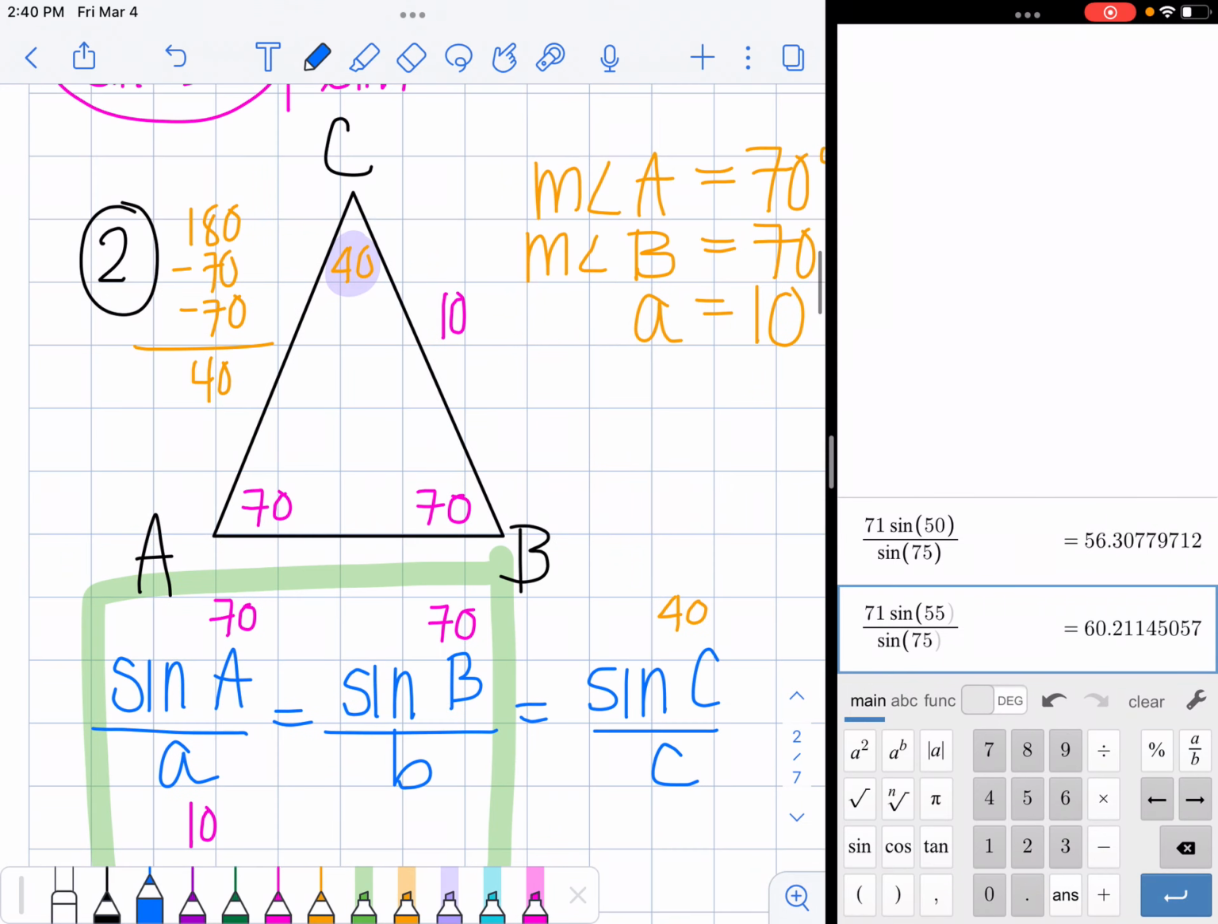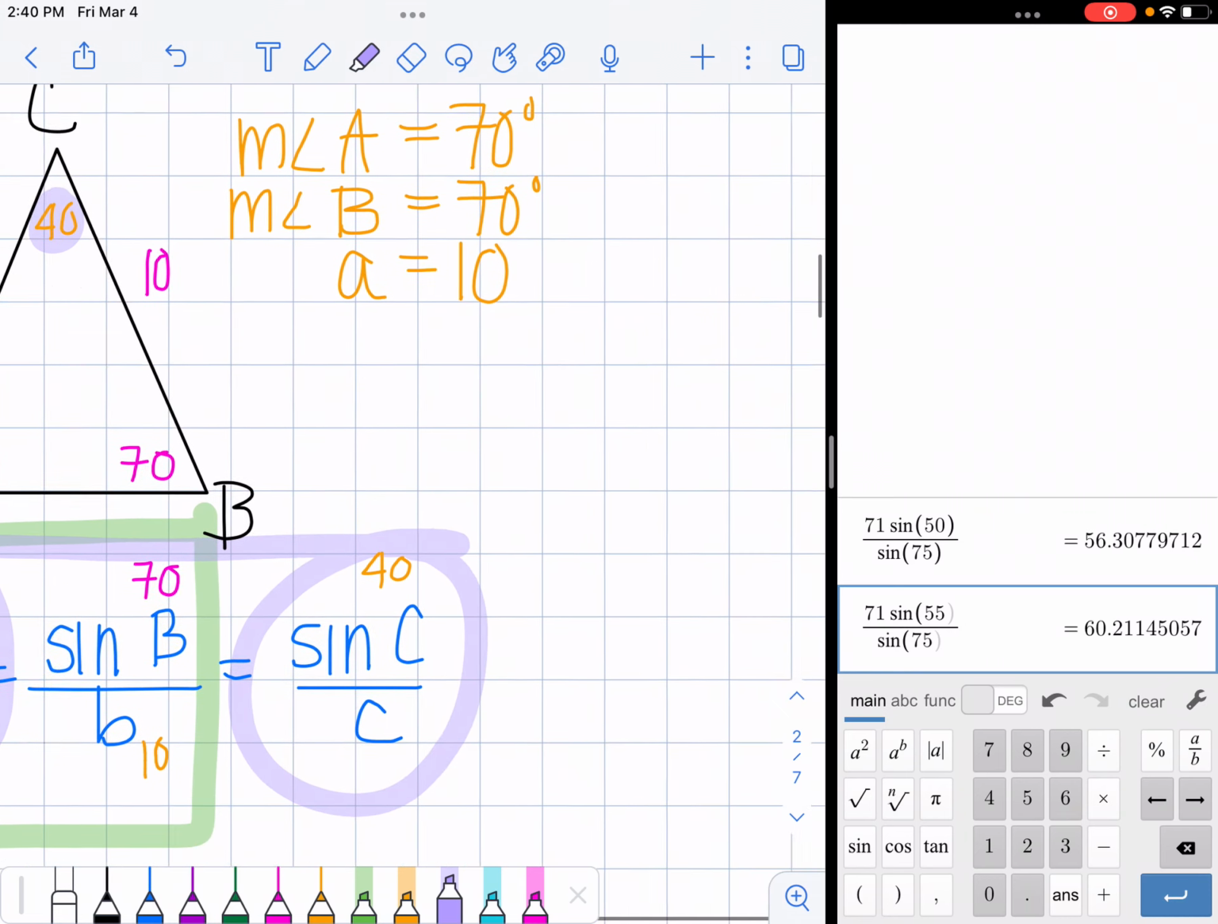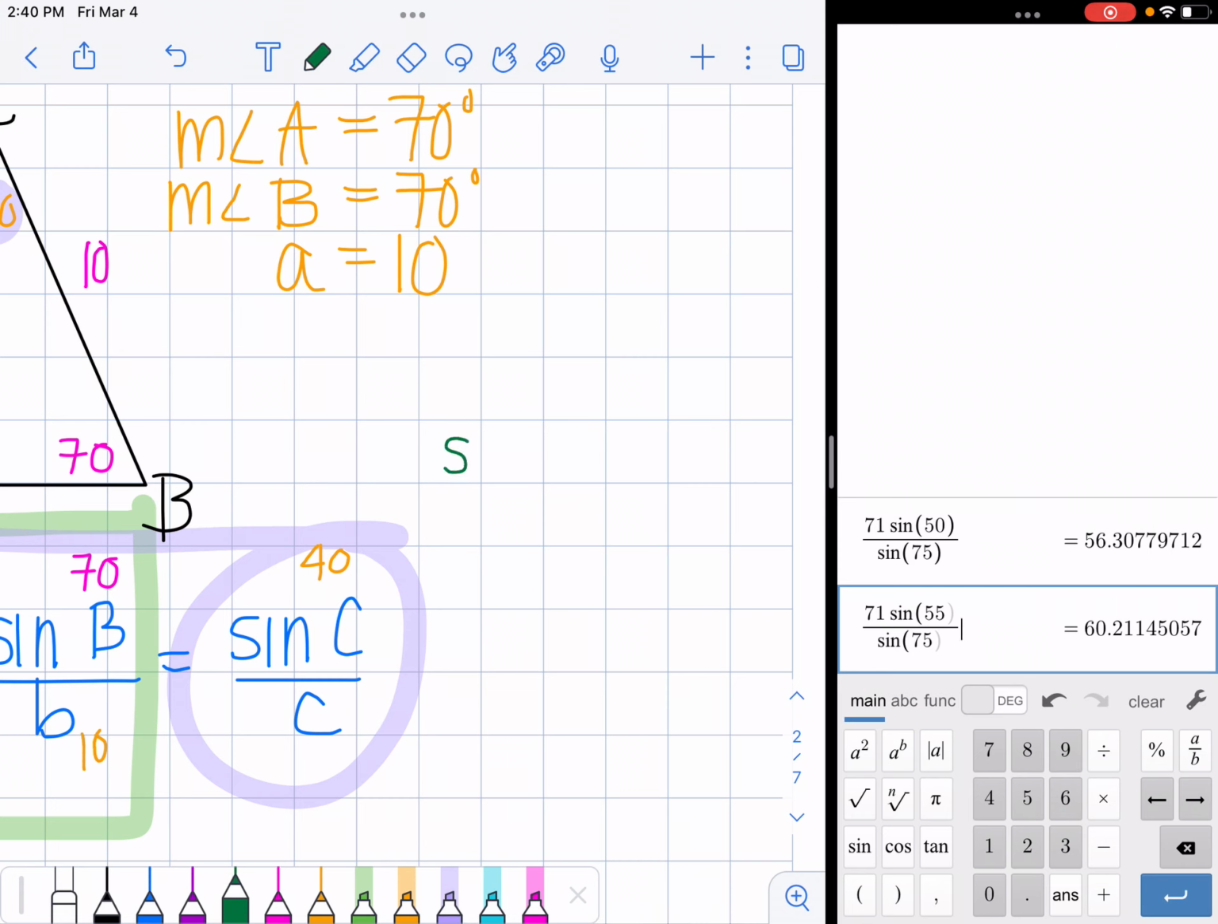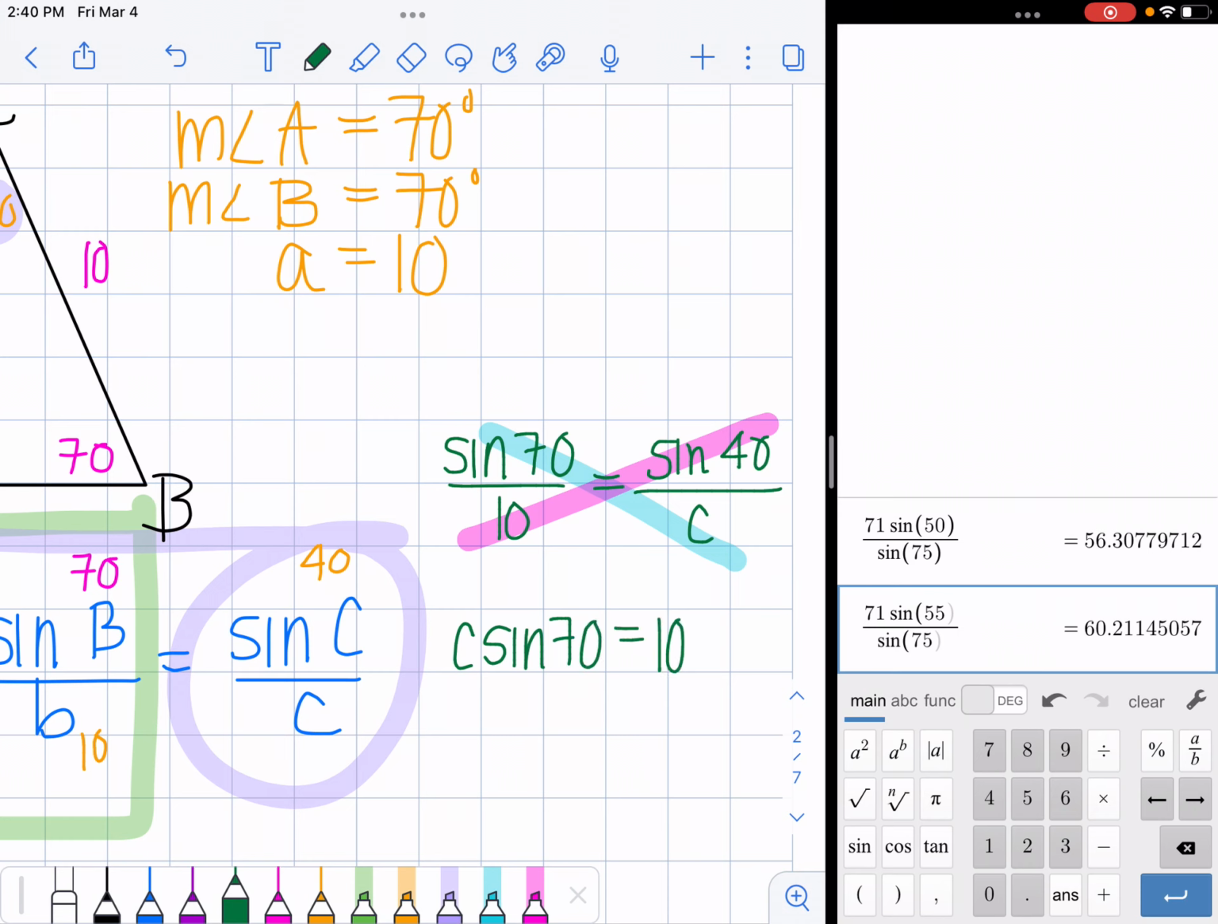Which makes sense. This side should also be 10 because my angles on the bottom are the same. So this is going to be a 10 here. And now we're going to use this and this to find my side little c. So I'm going to come over here. We'll say that the sine of 70 over 10 is equal to the sine of 40 over c. We're going to cross multiply. So I have c times the sine of 70 is equal to 10 times the sine of 40. We're going to divide both sides by the sine of 70.